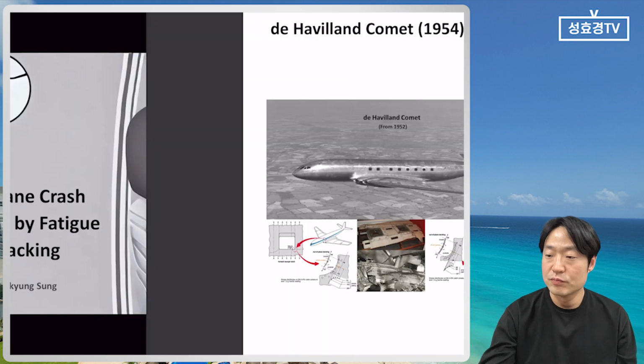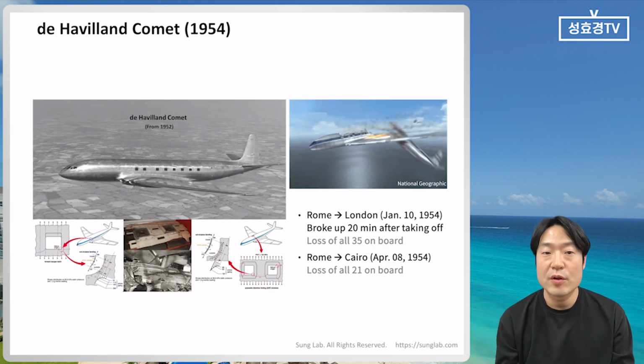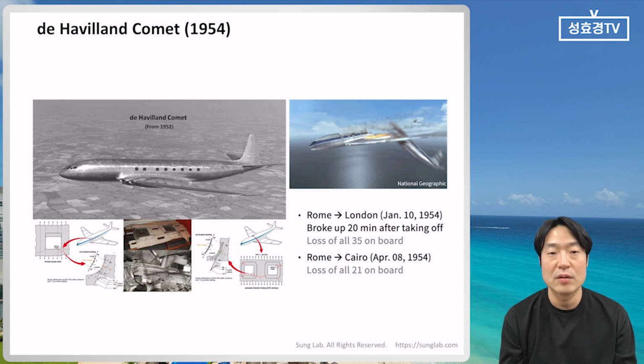So let's move on. This is from a very long time ago, 1954, the de Havilland Comet. That airplane departed from Rome to London on January 10th, 1954, and broke up 20 minutes after taking off. Unfortunately, all 35 on board were lost, and just 3 months later, on April 8th, the same plane departed from Rome to Cairo, and unfortunately all 21 on board were lost.